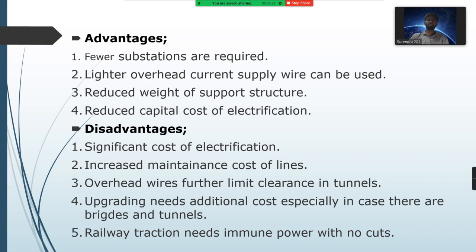Coming to the disadvantages of this system: significant cost of electrification, increased maintenance cost of lines, overhead wires further limit clearance in tunnels, and upgrading needs additional cost, especially where there are bridges and tunnels. Railway traction needs uninterrupted power with no cuts.